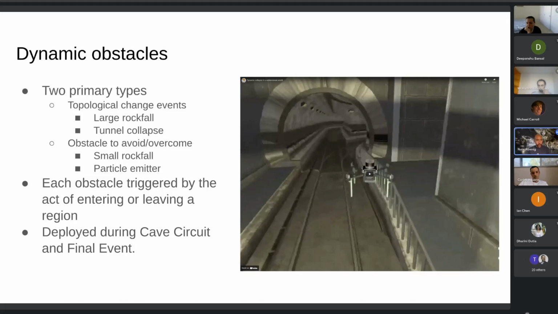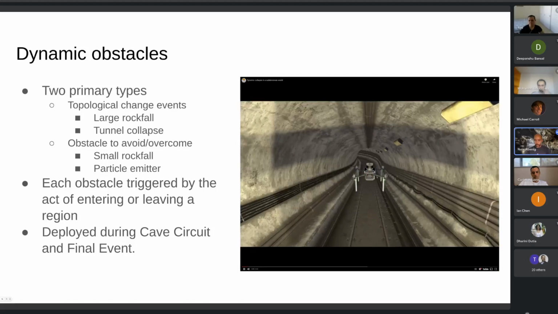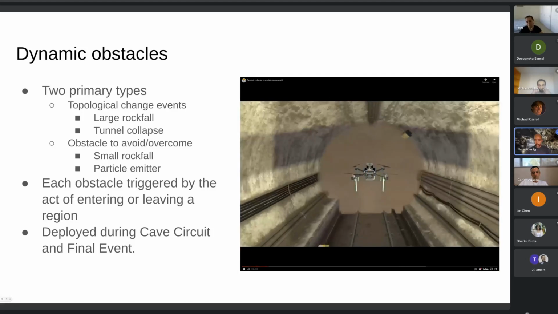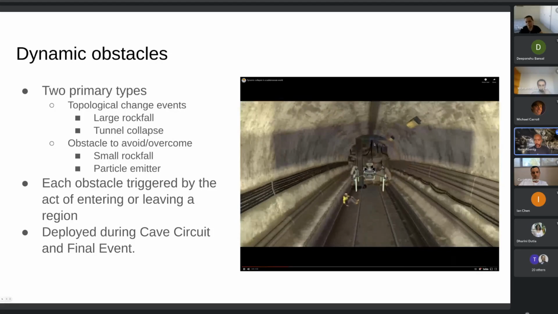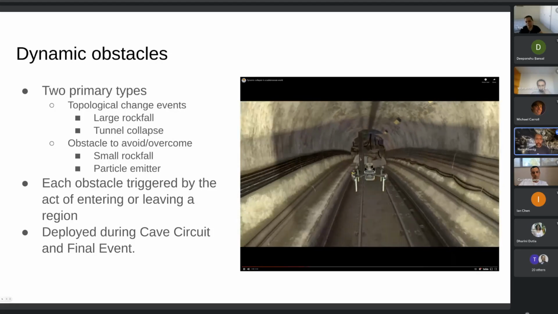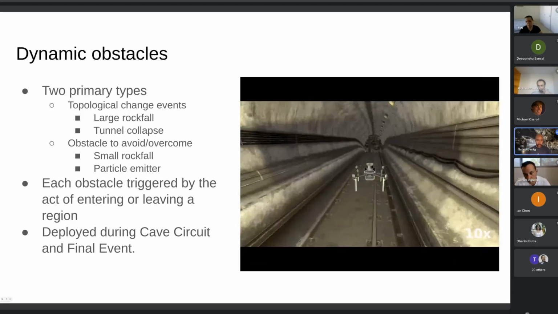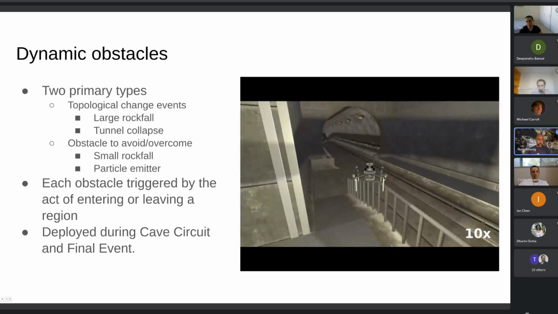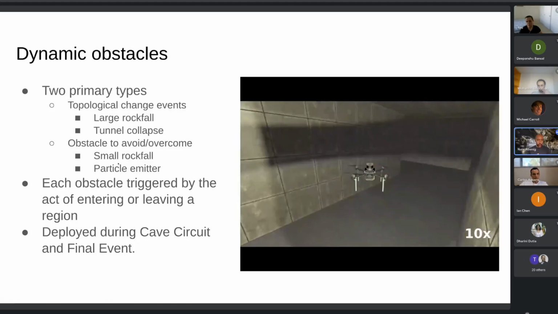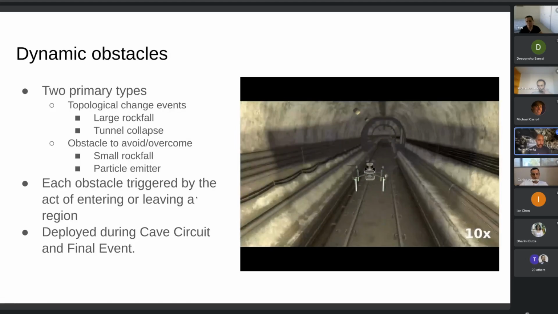Each obstacle was triggered by the act of entering a region or the act of leaving a region, and that really depended on what we were going for. So in the video, you saw a quadcopter that triggered a dynamic collapse after it left. We didn't want to trap a robot inside the dynamic collapse, so it would be triggered after a robot left. Whereas some of these, the particle emitter or small rockfall, would be triggered when the robot entered a region.